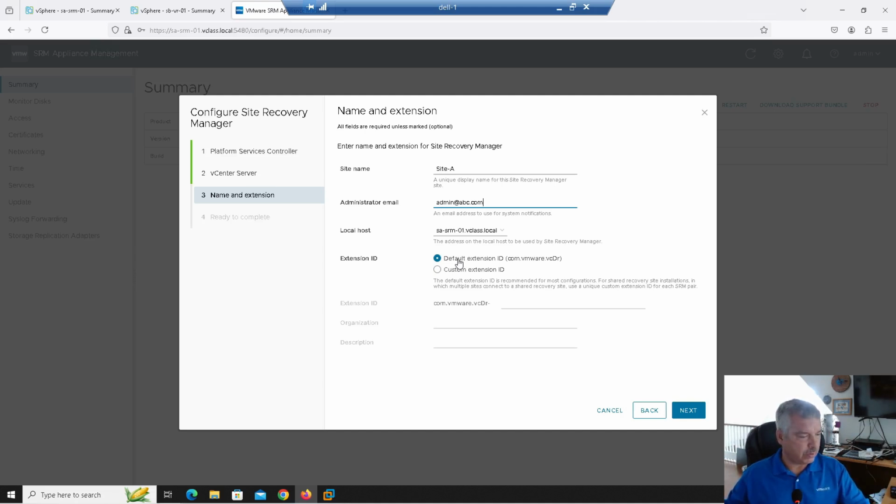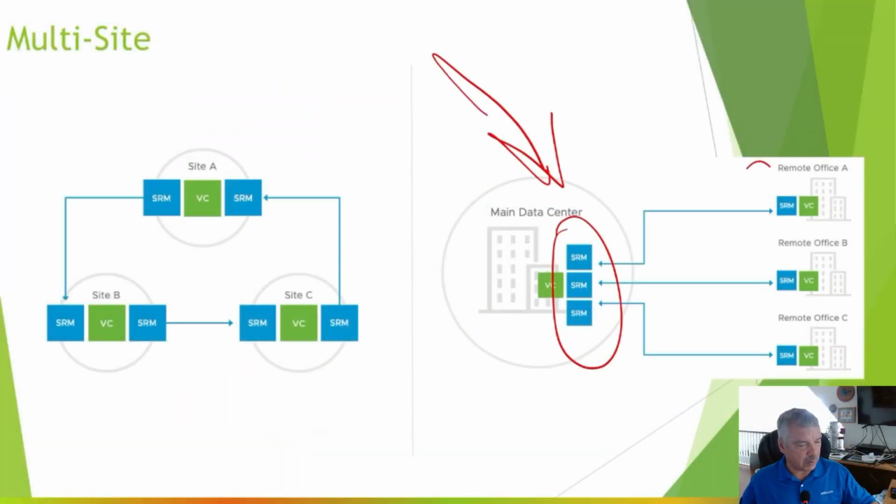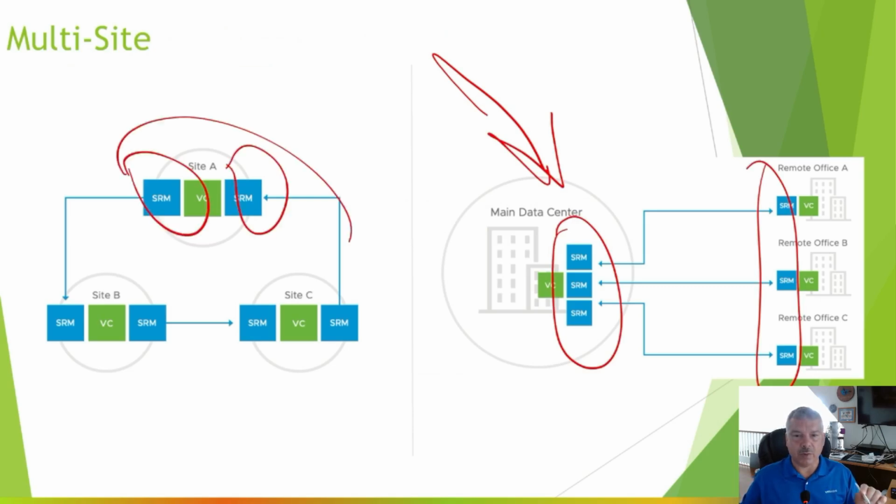If you get into a situation like this, where you're doing DR as a service, you've got multiple SRMs, you want to have a custom extension for each one. So you pair them. They need to be paired together.